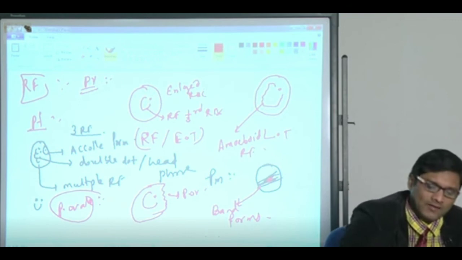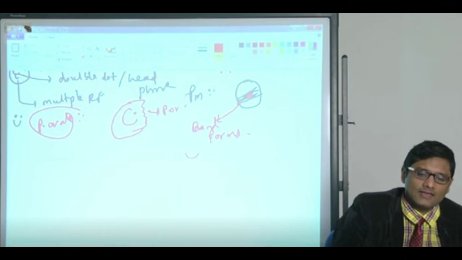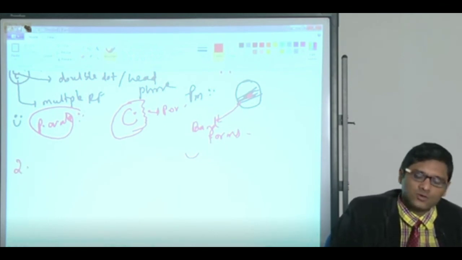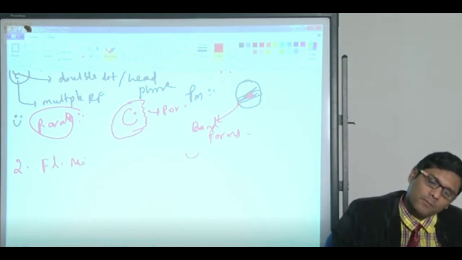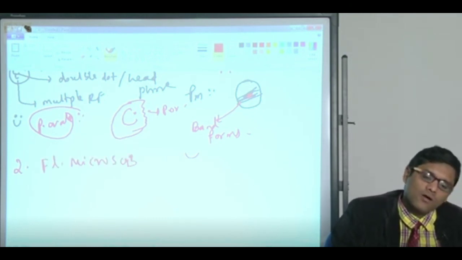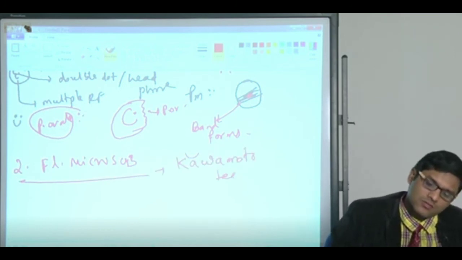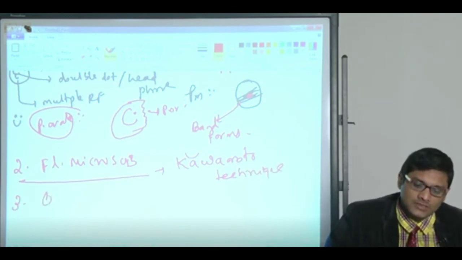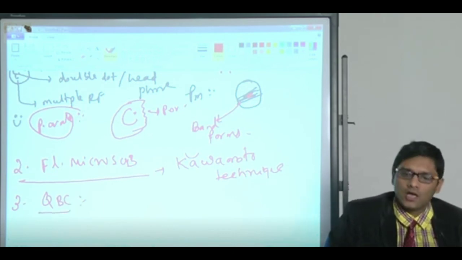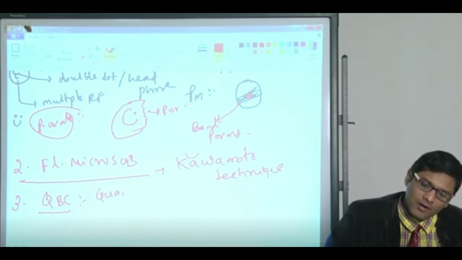So this is all about peripheral blood microscopy. Other than that, as another diagnostic tool for malaria, you can go for fluorescent microscopy called the Kawamoto technique. Fluorescent microscopy plus centrifuge is called QBC. QBC is quantitative buffy coat examination.